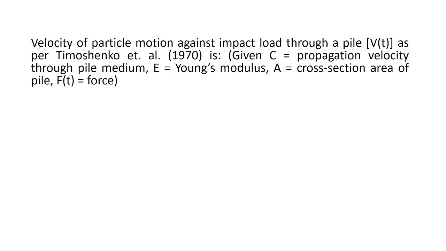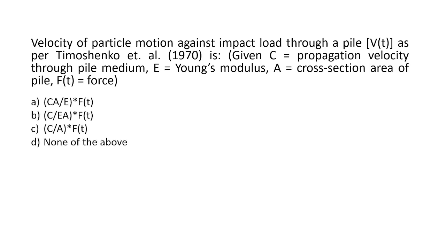Yeah, correct. Next is the velocity of particle motion against impact load through a pile, Vt, as per Timoshenko et al. Given C is the propagation velocity through pile medium, E is the Young's modulus, A is the cross section area of the pile, Ft is the force. What will be the answer? B, yeah, correct. C by EA into F of t. Just now we have seen. So the correct answer will be B, that is C by EA into F of t.